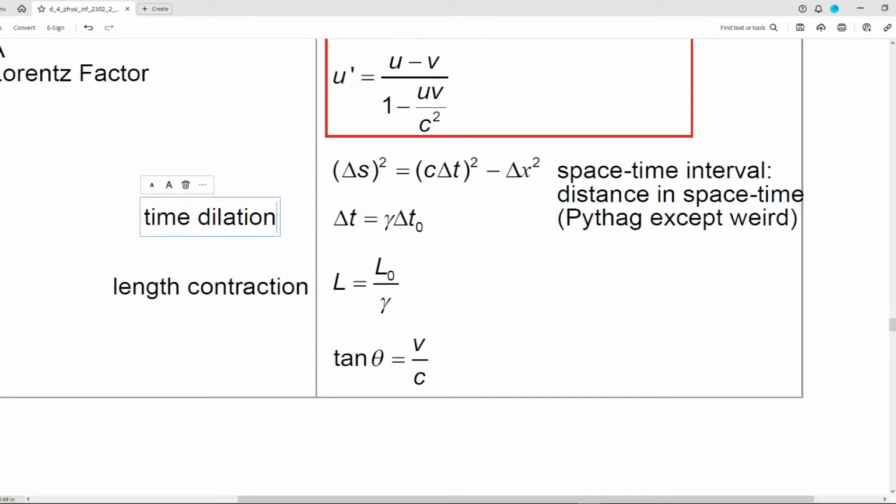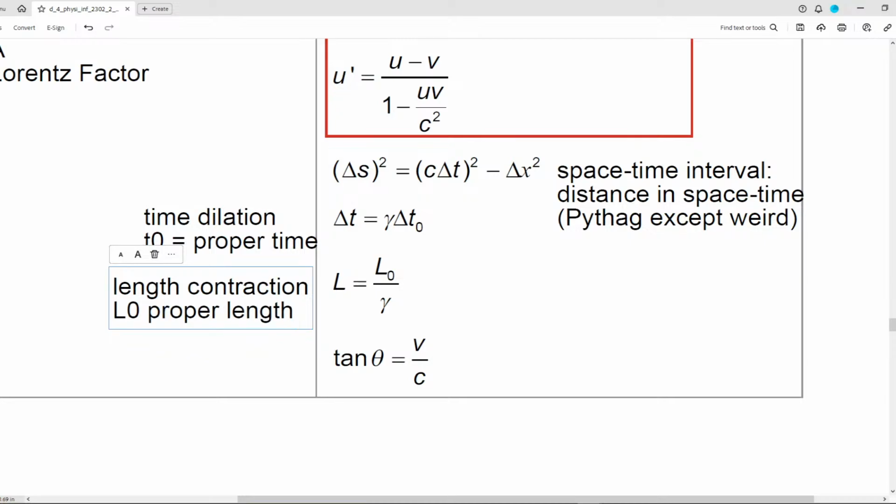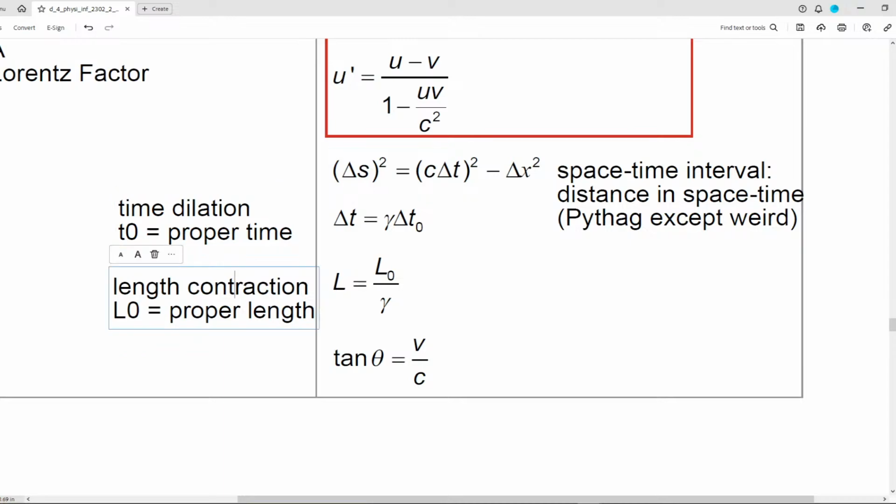So T0 is called proper time. Once again, proper time just means the time measured by itself. If an event is measured by itself, what time will it take? Here, L0 is proper length. Proper length is, once again, if the object is to measure itself, how long will it be? So that is proper time and proper length.